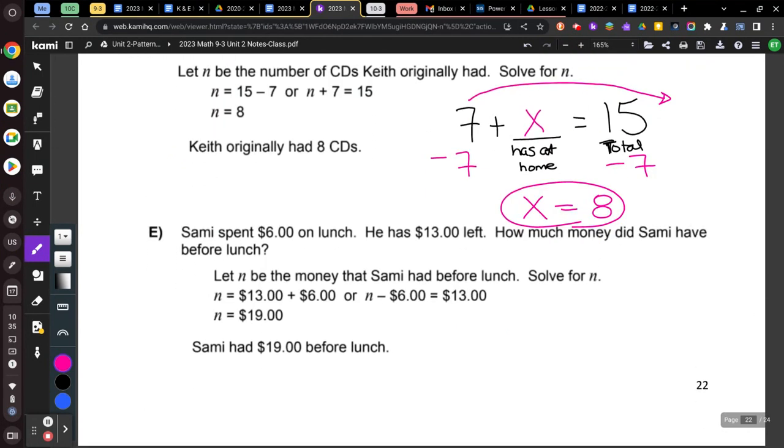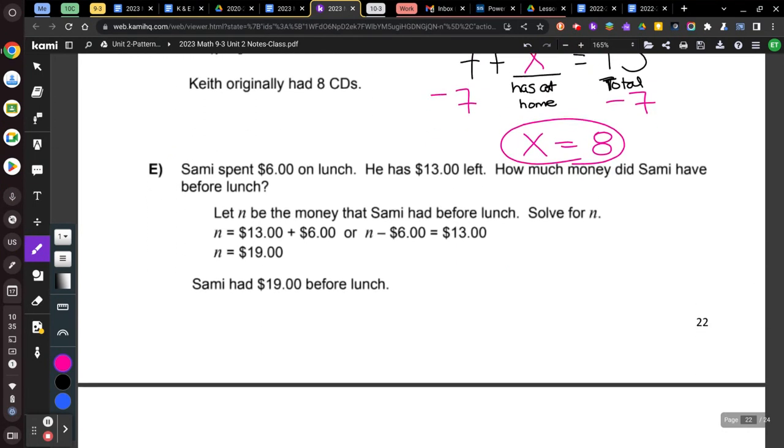Okay, Sammy spent $6 on lunch. He has $13 left over. How much did he have before he had lunch? So that means we have a total, subtract lunch, which was $6. Okay, subtract lunch now equals $13. So we have something, I'm going to use W. So our total, subtract our lunch money, equals $13 left over.